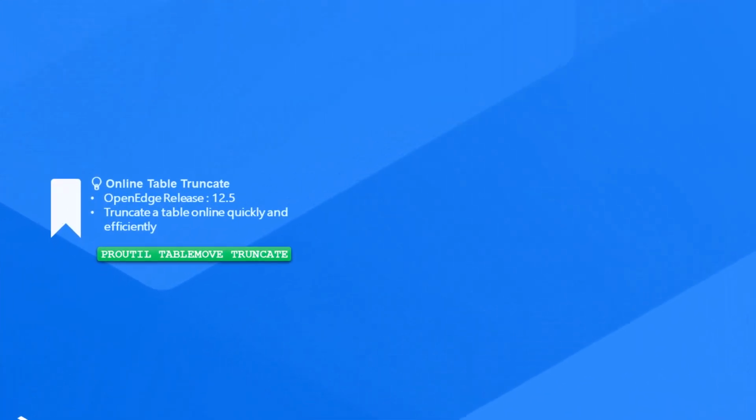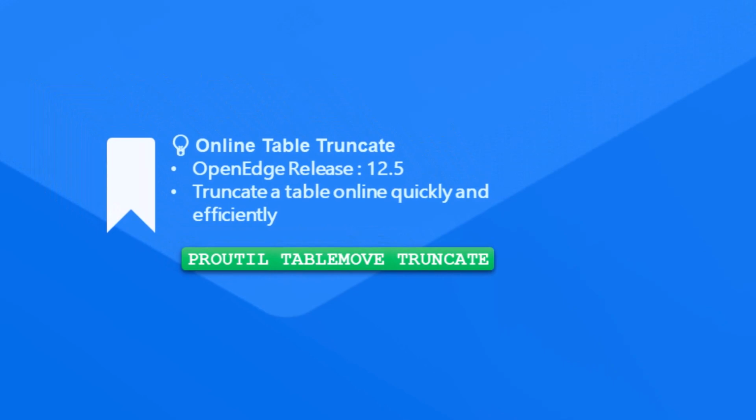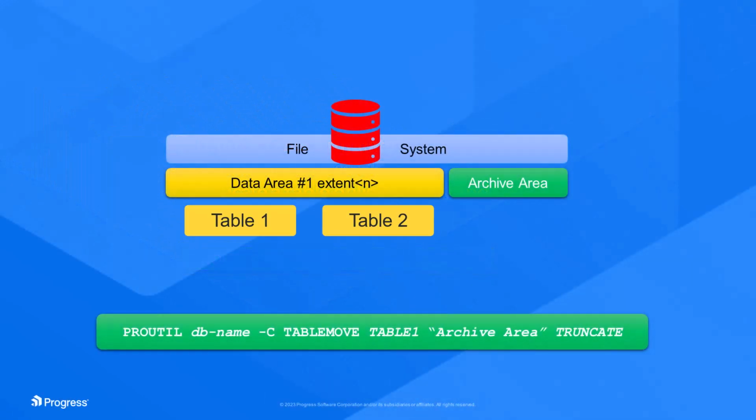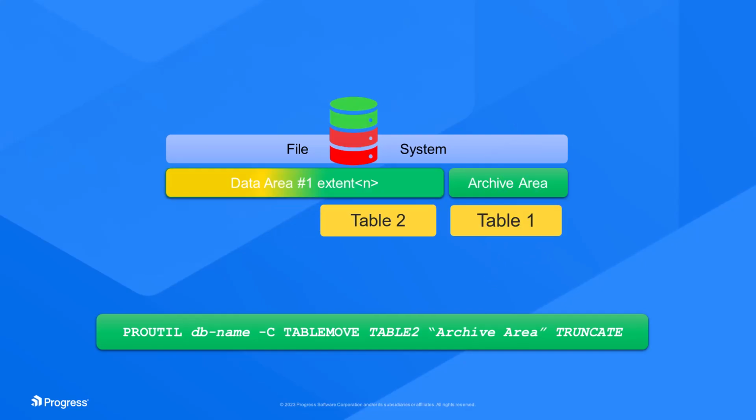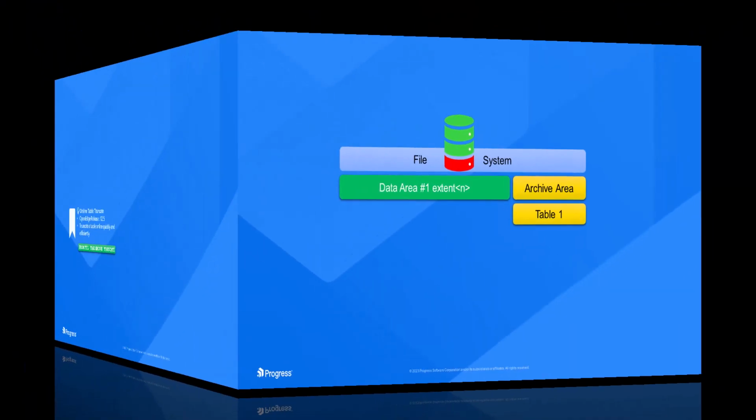The first step is to truncate table data online to give the space back to the storage area. Run the ProUtil table move truncate command to truncate and move the table data and regain the space in the storage area efficiently and quickly without having to recreate the schema.